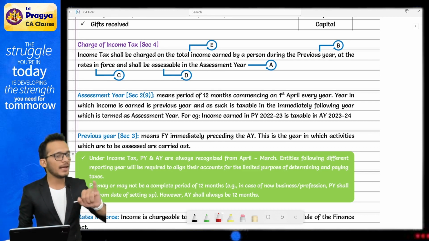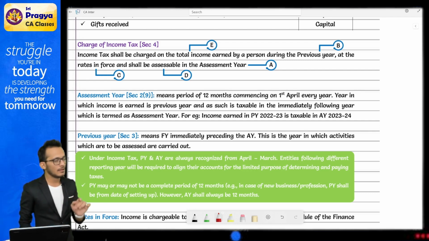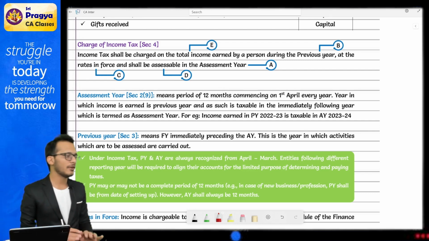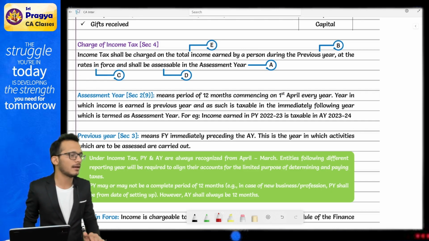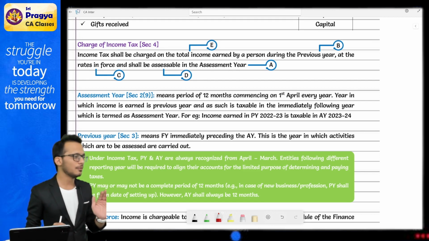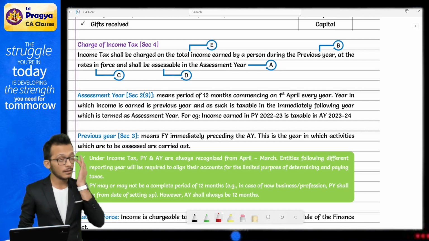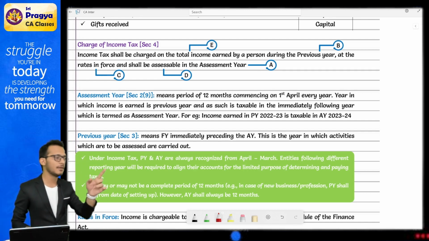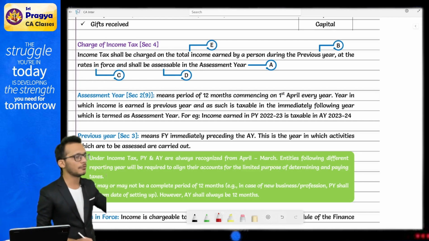Then compare with AMT, whichever is higher. Then you will compare with the 115BAC, whichever is lower. For your attempt, 115BAC is still an optional regime. Unless and until the question clarifies, you have to do both. If the question does not clarify anything, you have to do both and choose whichever is lower. So it is step 9 or AMT, whichever is higher, compared with step 10, whichever is lower. Whichever is lower, you will get your final tax liability.